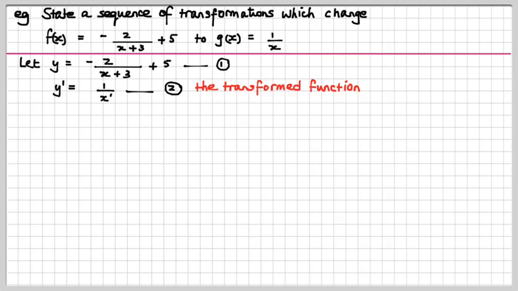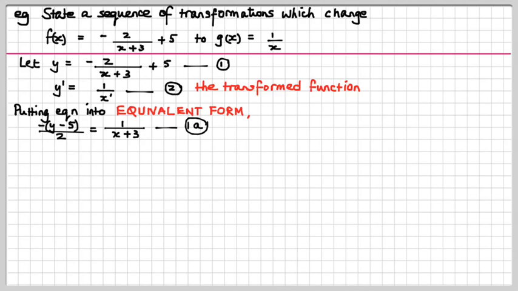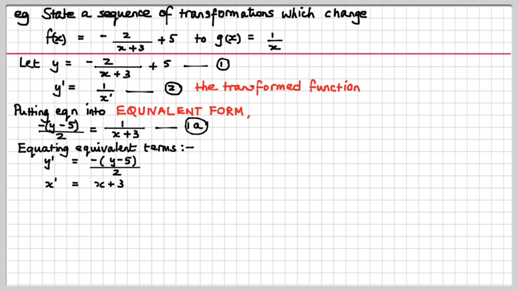So that's the original, that's the transformed, right? We have to still put them in equivalent form. So I think, why not go y minus 5 in brackets with a minus and divided by 2. That would be very equivalent, like this. Yeah, that's right. Now, we can equate equivalent terms, yes. So y dashed is minus, in brackets, y minus 5 over 2.